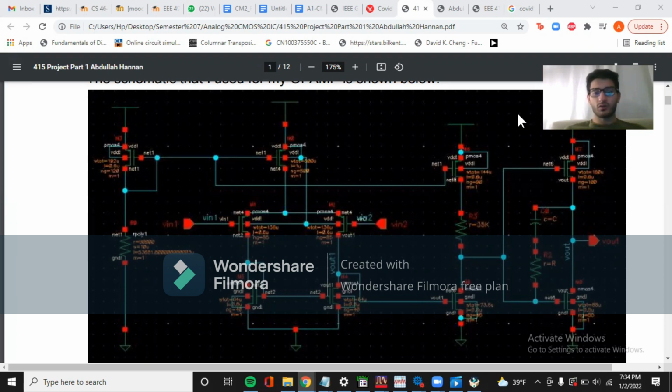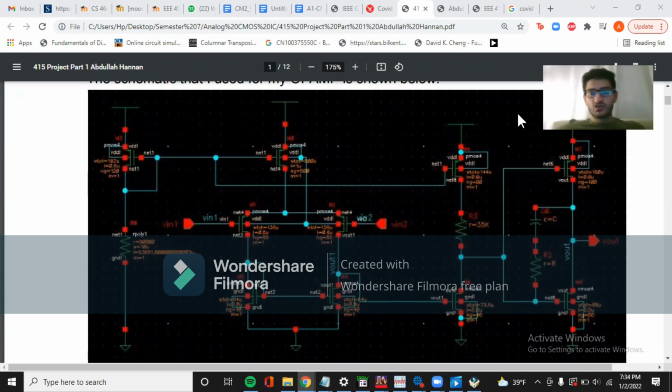The digital to analog converter had some specifications which were supposed to be met. One of them was that the phase margin should be at least 50 degrees, the output impedance should be less than 3 ohms at 1 kilohertz, and that the total current of the digital to analog converter should be less than 10 milliamps.